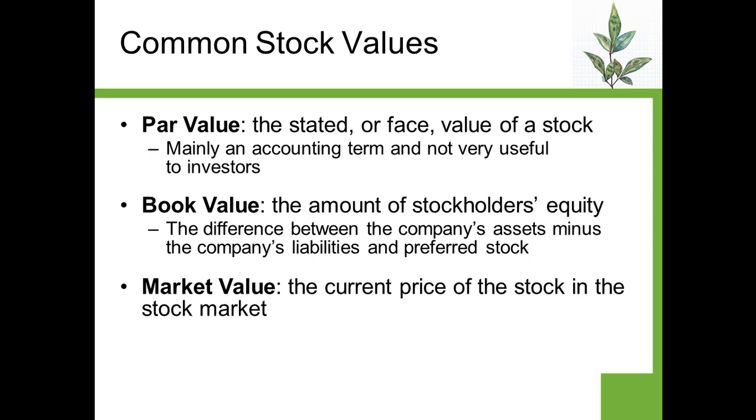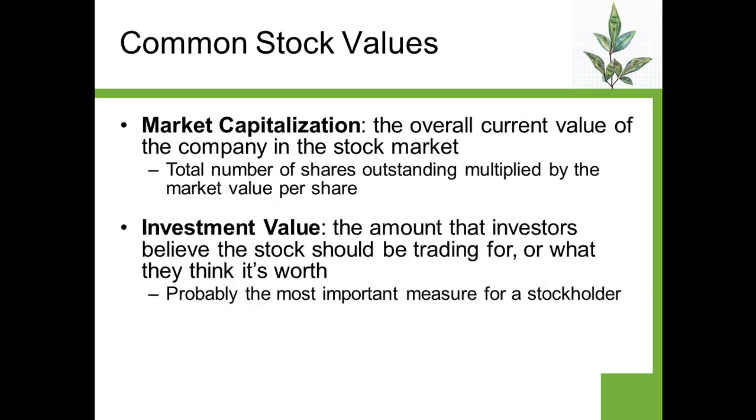Book value is the amount of stockholders' equity, the difference between the company's assets minus the company's liabilities and preferred stocks. So this is called book value. It's the book value of the shares of common stocks. And third is the market value, the current price of the stock in the stock market. The current present price of the common stocks in the market. So this is called market value. We studied before in the last lecture.